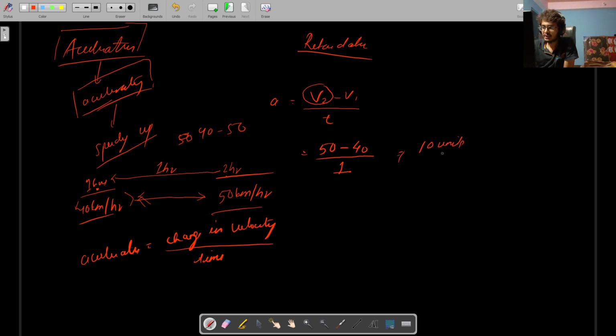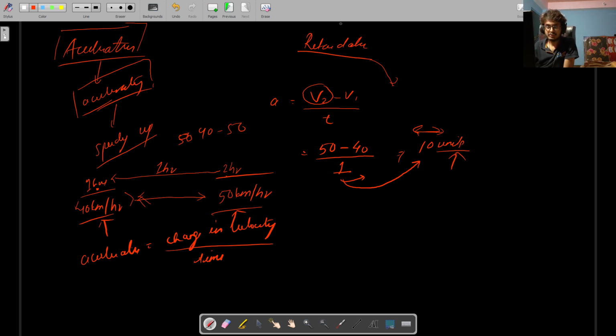I'll not tell you the unit of acceleration right now. So this value will give you an idea about, in a particular time, how much did your speed increase. So in this case, in 1 hour, my speed increased by 10 km per hour, right? Because I was moving at 40 km per hour, my speed changed to 50 km per hour. So in 1 hour, my speed or velocity changed by 10 units. It changed by 10 km per hour, meter per second, whatever it is. So this basically gives you an idea about how much was your increase in the velocity or speed at which you were moving, right? Now retardation is just the opposite of acceleration.